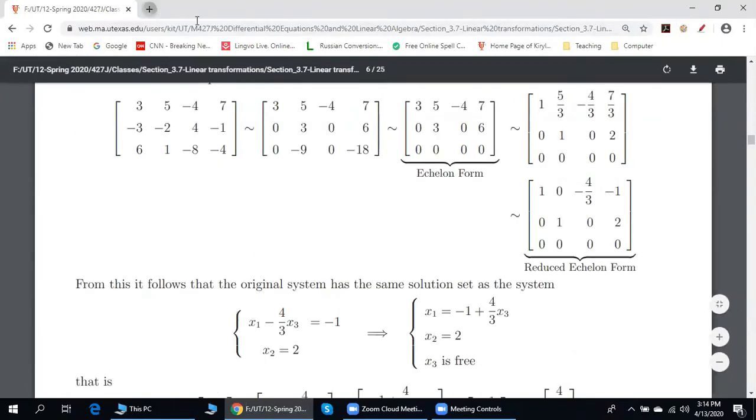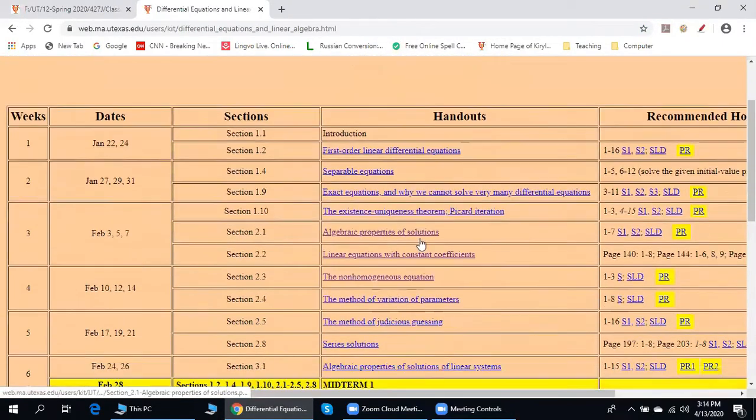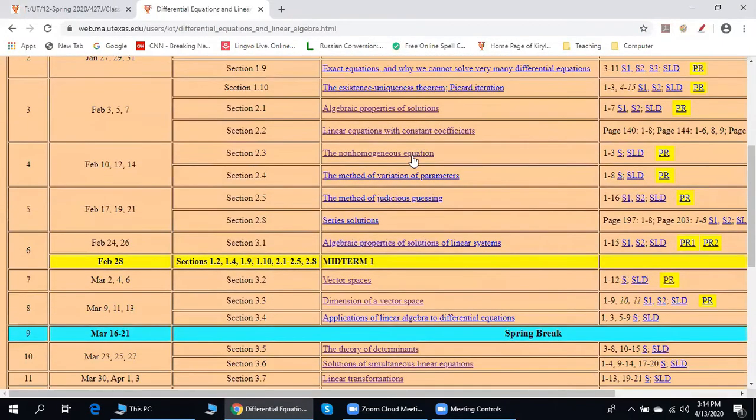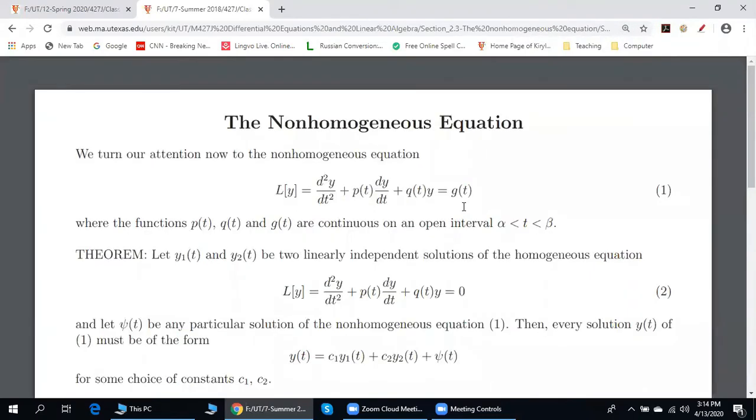Now, let us go back to one of our previous handouts, namely this handout. Note that a similar situation we had with linear non-homogeneous equations.